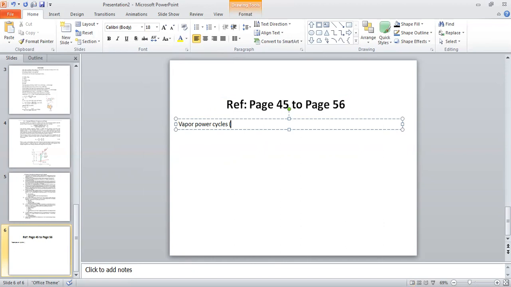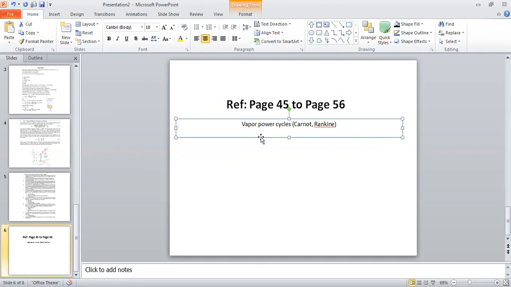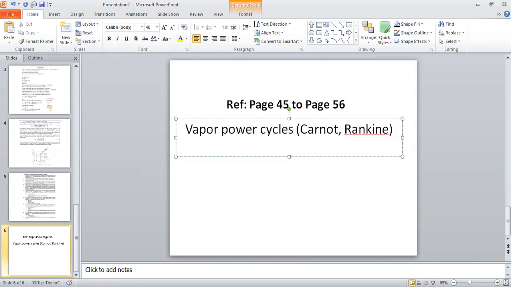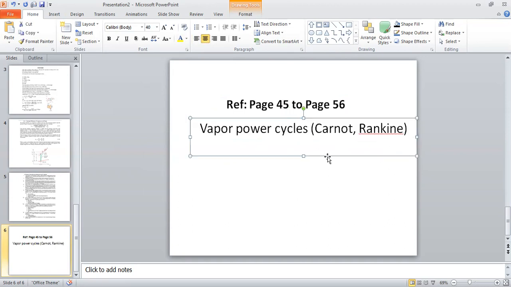Here in the sense, Carnot and Rankine. Okay. Carnot cycle is a very basic cycle. There are practical issues. You have noticed that. We have discussed that. Okay. Vapor power cycles, Carnot and Rankine. I have to look into this. Good.